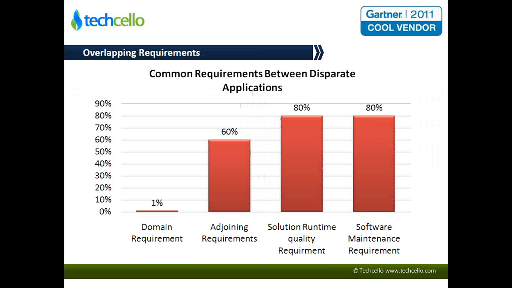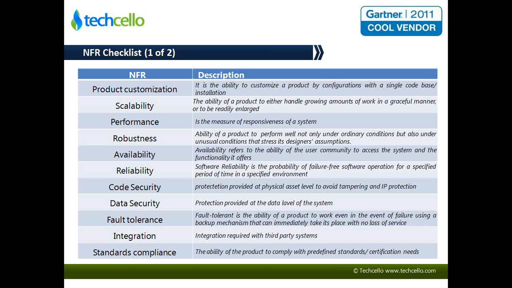And looking at the overlapping part of it, the overlap increases drastically as you look at the remaining 3 portions: the adjoining requirements, the runtime, and the maintenance requirements. You notice that as much as 80% of duplication or repetition is there from one product to another. Like I said, concurrency still remains the same. It's the value of how much concurrency you want to support that varies from product to product.